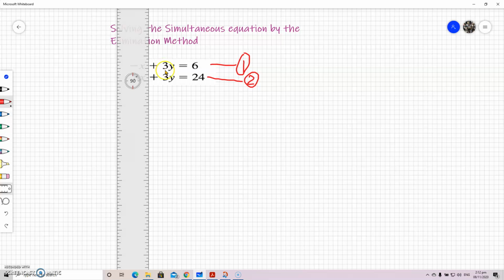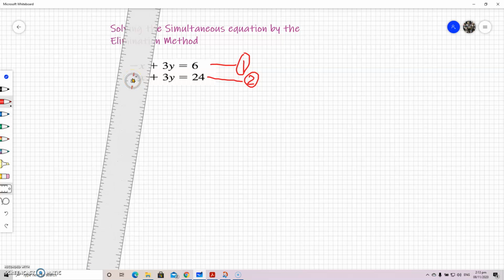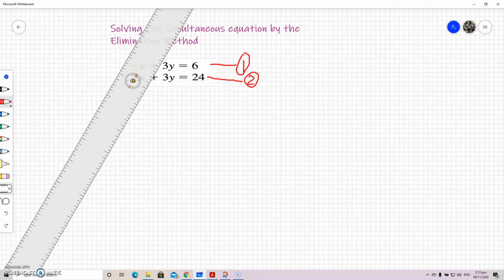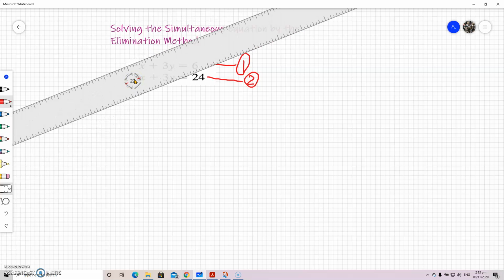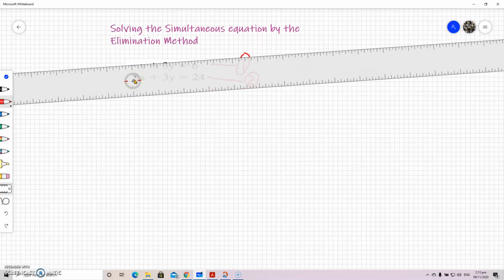Let's look at this here. Well, here I have 3y, and I also have 3y. Coefficient here is 3, coefficient here is 3. Positive, positive. So maybe the easier way is to just take equation 1 and subtract it from equation 2, and I'm going to get rid of the y term. Much easier and much faster. So let's see what happens.